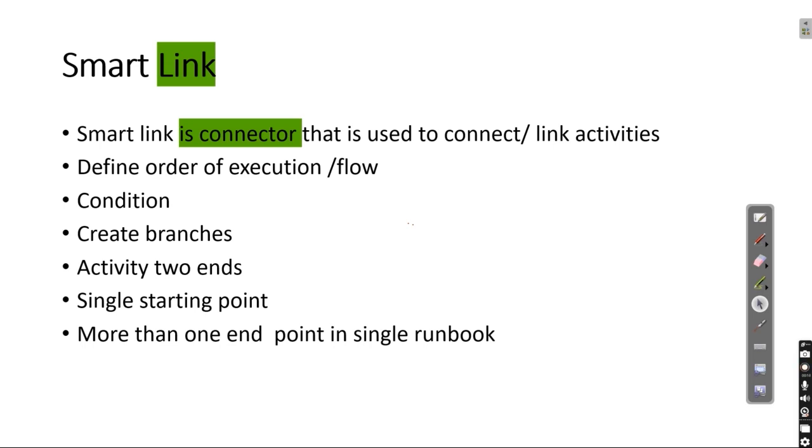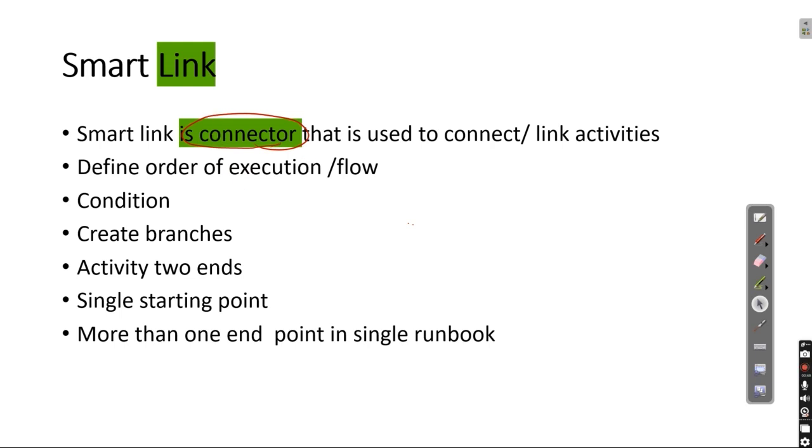Hello guys, in this video we are going to learn about Smart Link. A Smart Link is a connector that we use to connect or link more than one activity in a single runbook. A Smart Link defines the order of your execution flow, in which order you want more than one activity to execute in a single runbook.